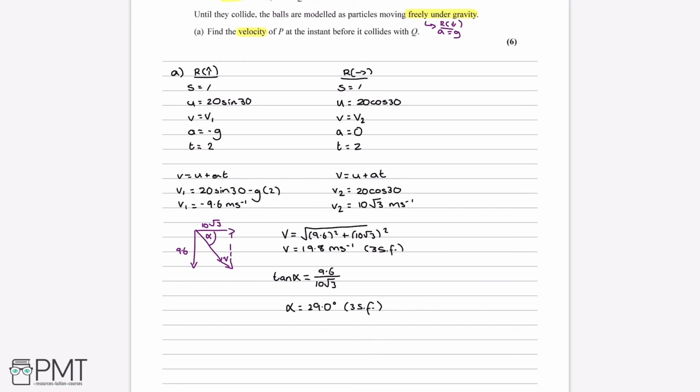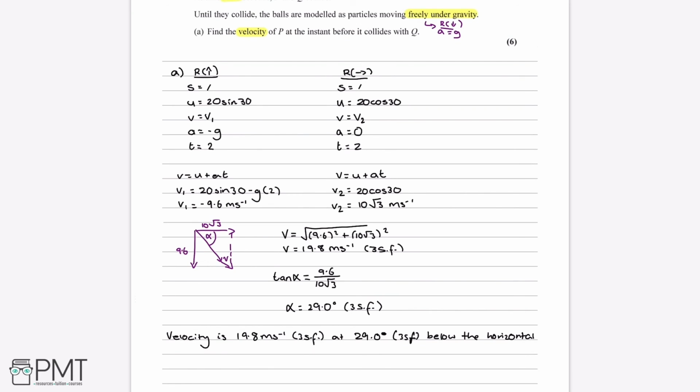We can conclude that the velocity is equal to 19.8 meters per second to 3 SF. Then we have to specify that it's at 29 degrees below the horizontal. It tends to be better to specify where this angle is, whether it's below the horizontal or above it, just to be extra clear. So it's 29 degrees below the horizontal, and we know that because it's shown here. And that's what we need to do to get 6 marks.